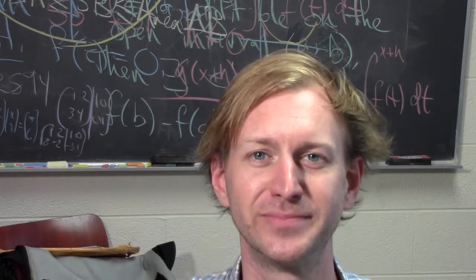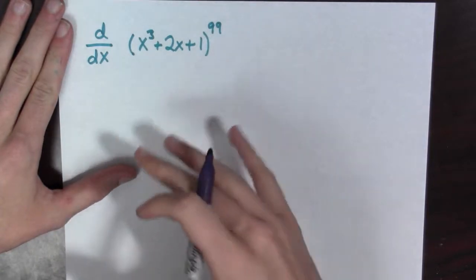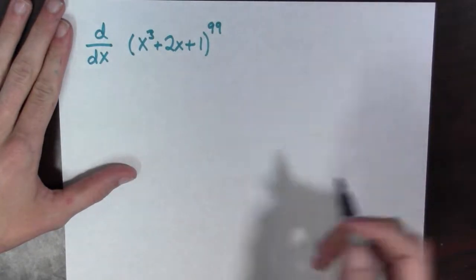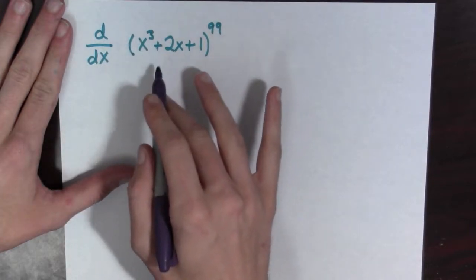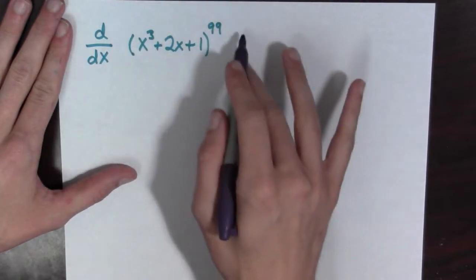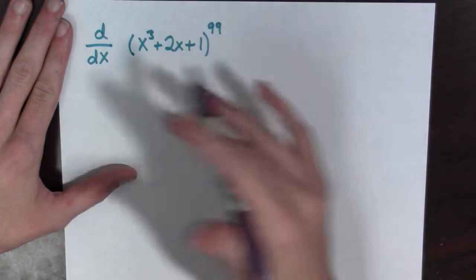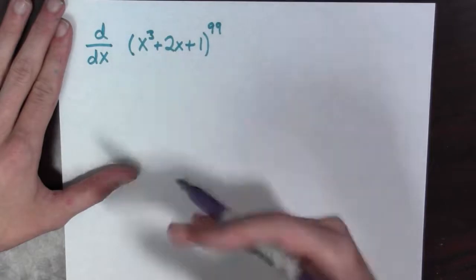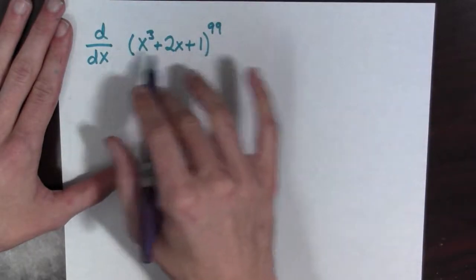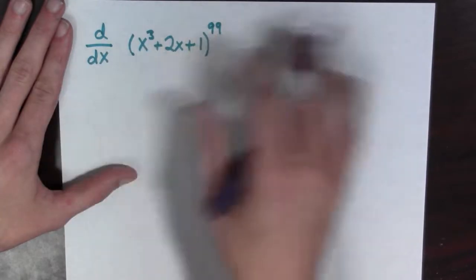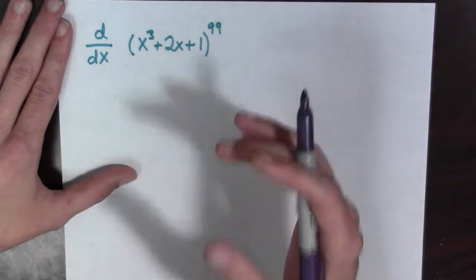Let's go to it. So what we have here is a classic example of when you're supposed to use the chain rule. So we're taking the derivative with respect to x of x cubed plus 2x plus 1 all raised to the 99th power. Now what you could do here is you could try to expand this out, say using the binomial theorem, but to be honest with you, that's a really bad idea because it's going to take you forever to write out this raised to the 99th power. So you should use the chain rule.